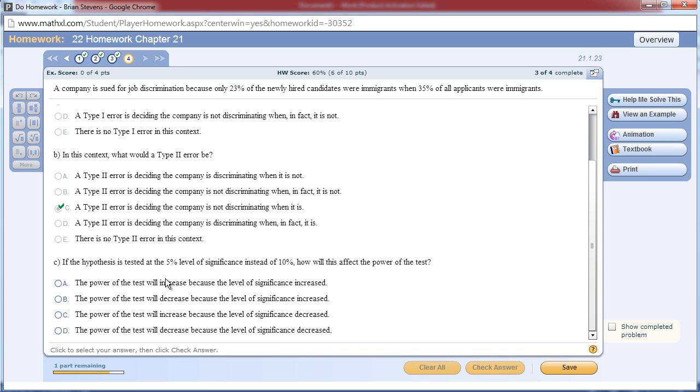And to do that, we need to reject. So if we increase alpha, we will reject 5% of the time here and 10% of the time here. So in this, and it's very confusing to read, we are not increasing alpha, we are decreasing alpha. It says if the hypothesis is tested at the 5% level instead of the 10% alpha, what we are doing right here is decreasing power.